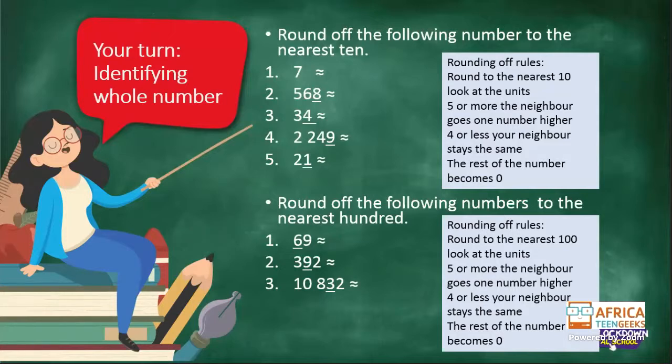Great. Now let's do the second exercise. Round off the following numbers to the nearest 100. The rules are the same. The first one, the given number is 60 because we are rounding off to the nearest 100. Hence, we underlined 60. So that one will be 100, right? I see everyone agrees.